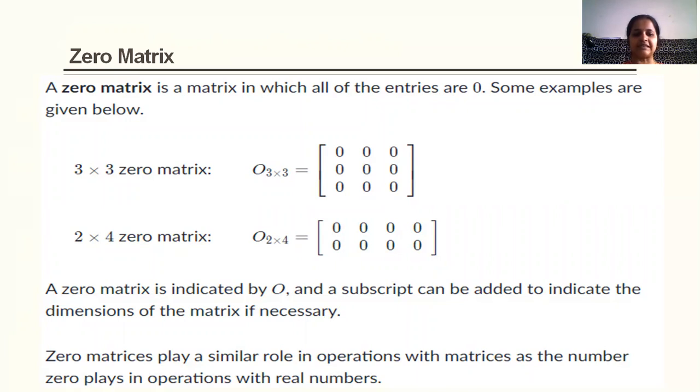A zero matrix is indicated by O and a subscript can be added to indicate the dimension of the matrix. Note here, zero matrices play a similar role in operations with matrices as the number 0 plays in operations with real numbers. That means the zero matrix in matrices and zero in real numbers play the same role.